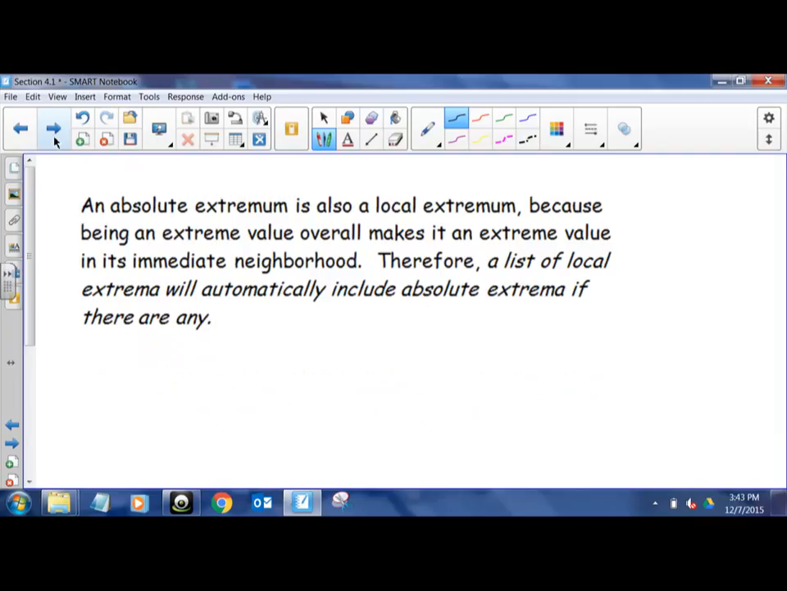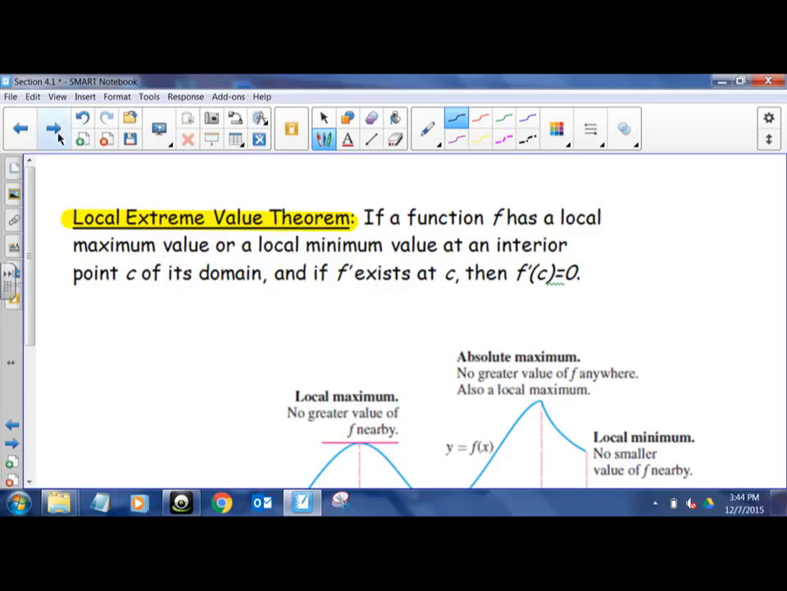Okay, absolute extrema are also local extrema. So basically, if I ask you for a list of all the extreme values, and I want you to make sure you include absolutes and locals, or if I ask in separate questions, for example, list all the local extrema, well, you start and you list them, but you have to make sure you also add in any absolute extrema as well. Because absolute extrema are also local extrema. Because obviously, if local extrema are in the neighborhood, absolute is its entire domain. That's just a really big neighborhood, right? So that's the idea.